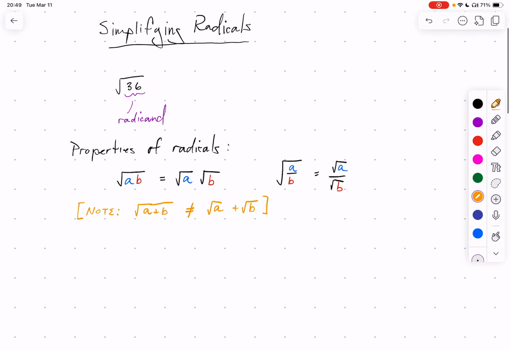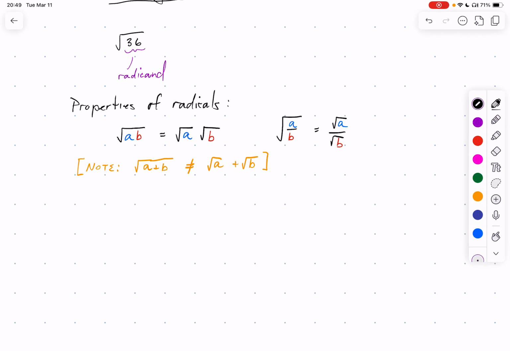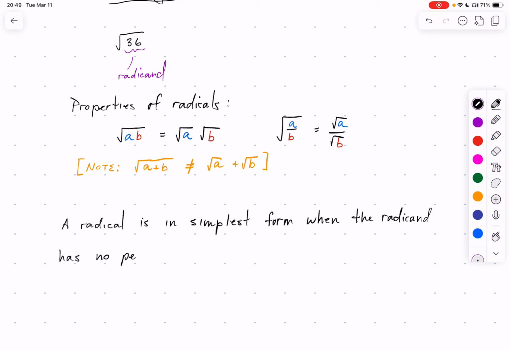Okay. And so what we want to do is we want to simplify radicals, and a radical is in simplest form when the radicand, so that's what's underneath the square root, has no perfect square factors.